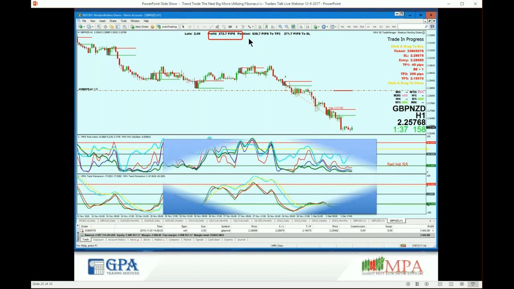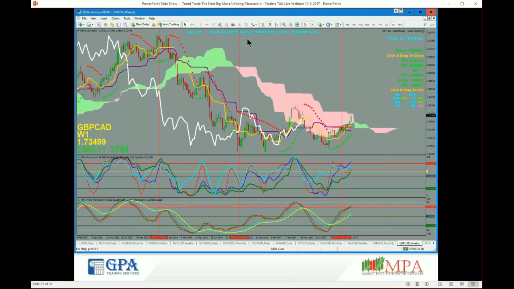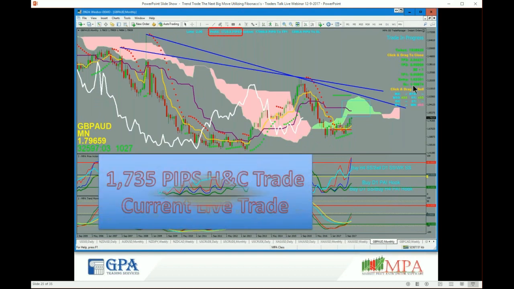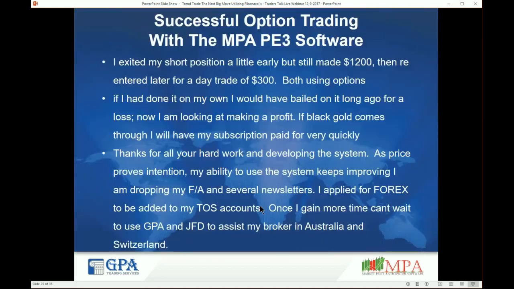Here's 272 pips. Pound CAD current live trade. This is the one I showed you a moment ago. Here's the screenshot. We're up 523 pips. That's the live trade. Here's the pound odd I showed you. This one's still running. It will be looking like this when the markets reopen. 1,735 pips and counting, currently live.